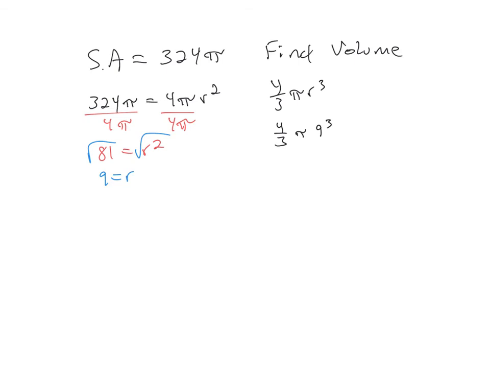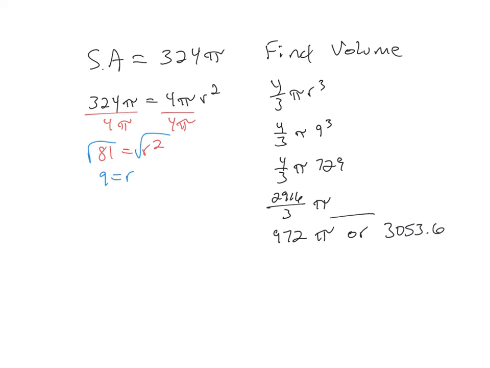Then work that out. 4/3 pi times 9 to the third power, which is 729. Since you're using a calculator, you can either do times 4 and then divide by 3, or divide by 3 and then times 4. I'll just do times 4 to be consistent with the other one. So we get 2916 over 3 pi, but then I can divide that by 3 and I get 972 pi. Or if I multiply it times pi, we get 3053.6.